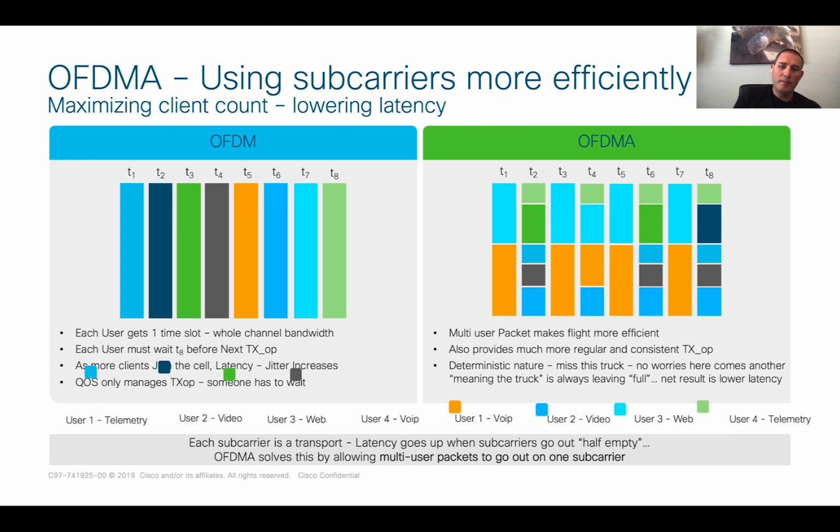Now, if we compare that to OFDMA here, we have those same users all transmitting. What we see is that multiple users' packets can make the flight more efficient, right? It also provides much more regular, consistent transmit time. And to break this down in that truck analogy again, it's deterministic in nature.